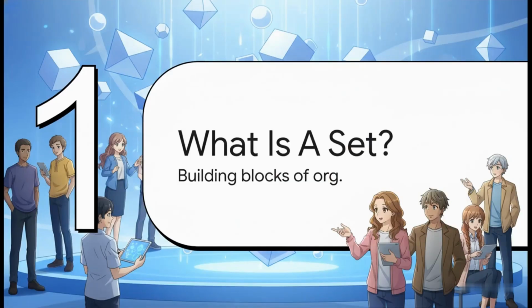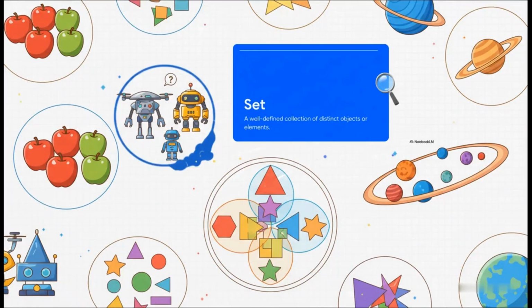We're starting at the very beginning, the foundation of how we organize pretty much everything, both in our own heads and in computers. And that is the idea of a set. So what exactly is a set? It's really simple. It's just a collection of unique things. Now, the most important part of that definition is the phrase well-defined. All that means is that for anything in the universe, you have to be able to say with 100% certainty, yep, that's in the set.